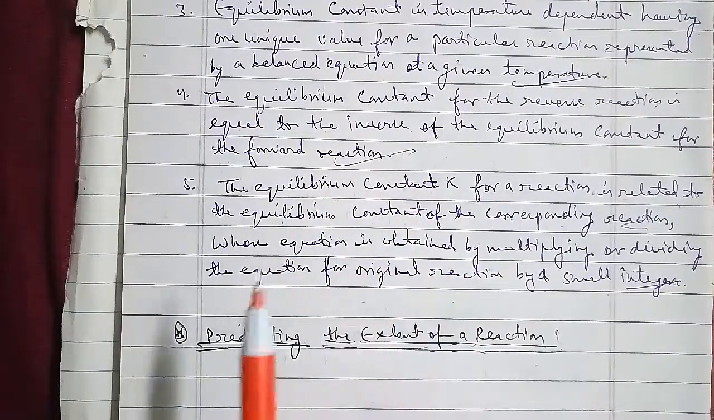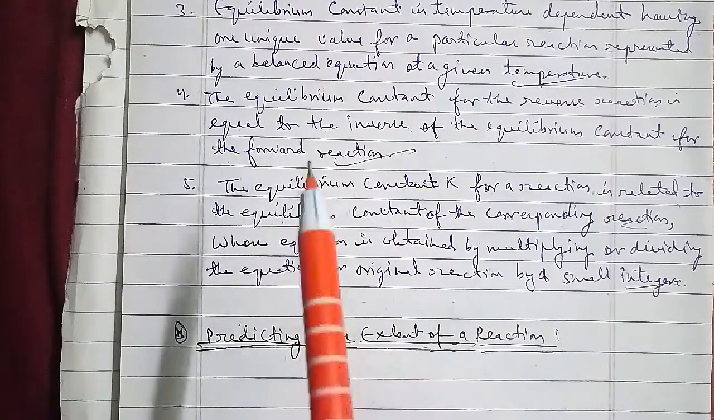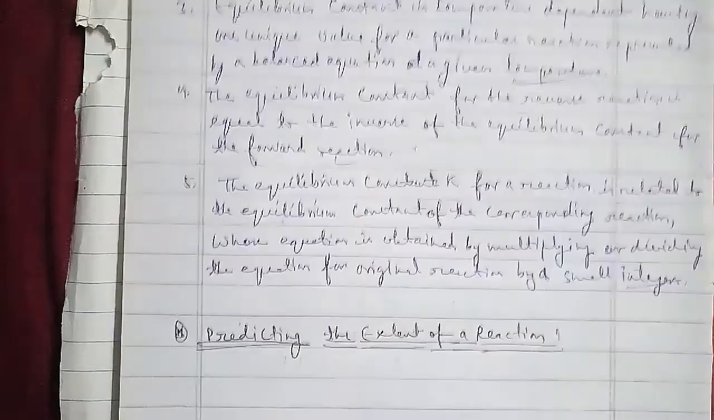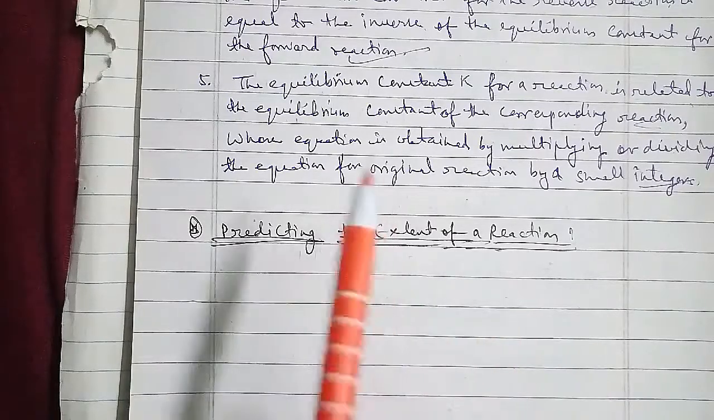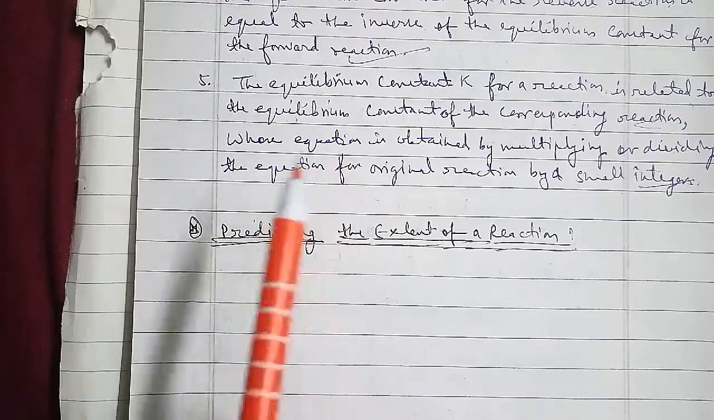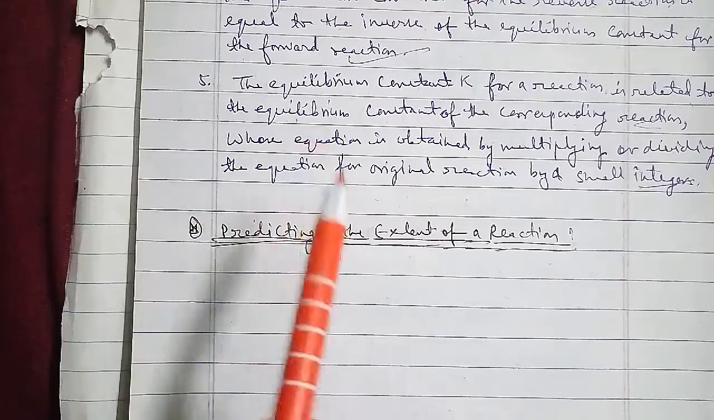So with regard to that, the prediction will start with predicting the extent of the reaction here. Before starting with this, the numerical value of the equilibrium constant for a reaction indicates the extent of that reaction, but it is important to note that the equilibrium constant does not give any information about the rate at which the equilibrium is reached.